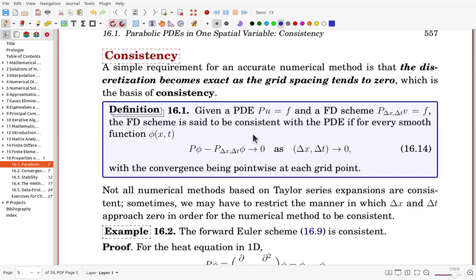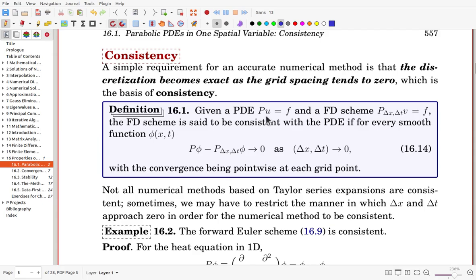Consistency. A simple requirement for an accurate numerical method is that the discretization becomes exact as the grid spacing tends to 0, which is the key concept of consistency. Let's see the formal definition.